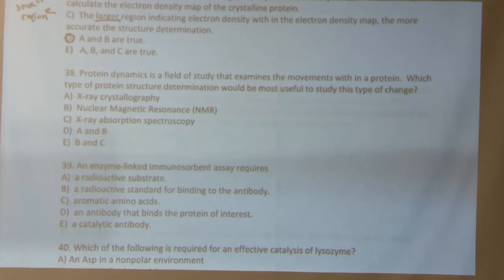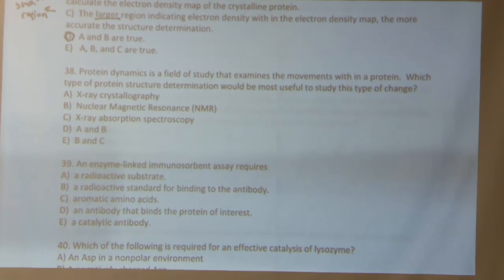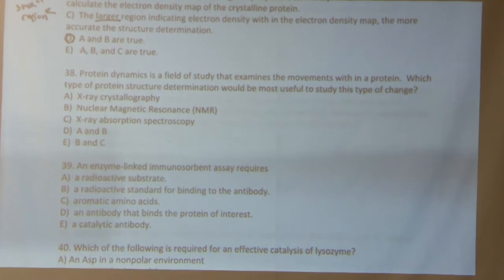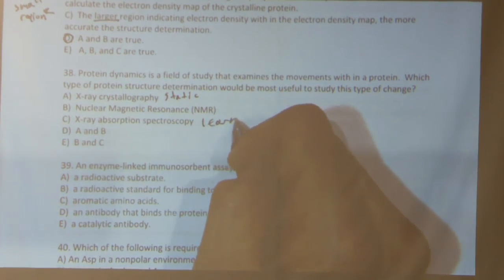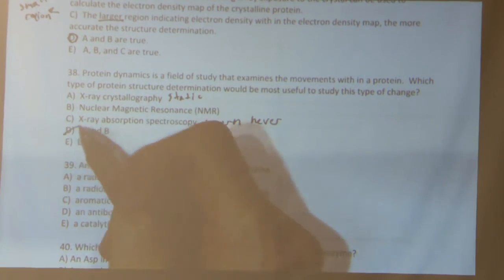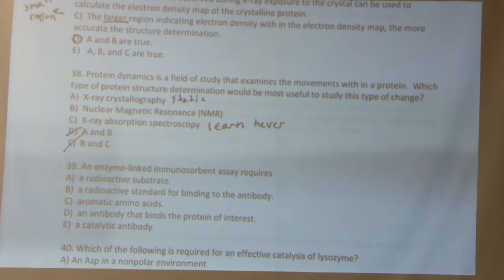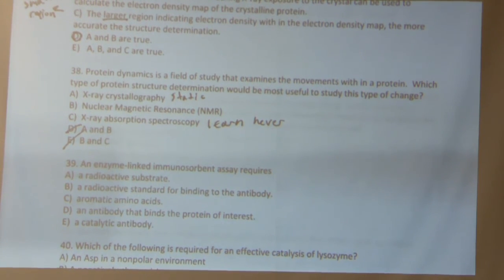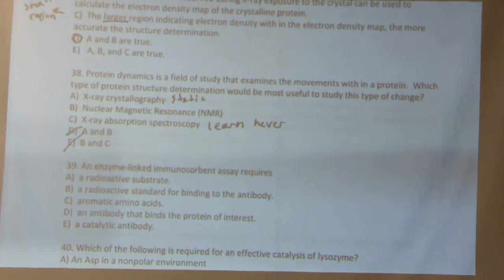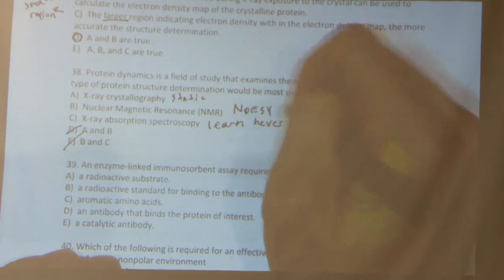Okay, 38. Protein dynamics is a field of study that examines the movements within a protein. Which of the following types of protein structure determination would be the most useful to study this type of change? Well, why wouldn't it be X-ray crystallography? Can't move. Yeah. So it's static? We never learned about this, so we're never going to be tested. So that leaves this is a choice, and this is not a choice. So NMR is the correct answer. What type of NMR techniques can we use to study dynamics? Proton NMR? That's a good guess. Anything else? NOSY and COSY.